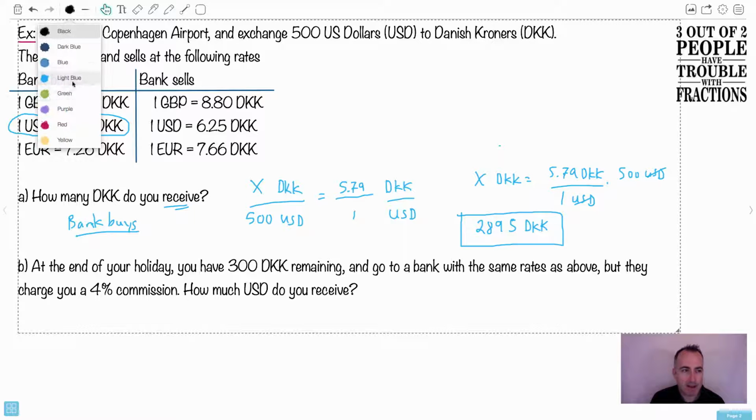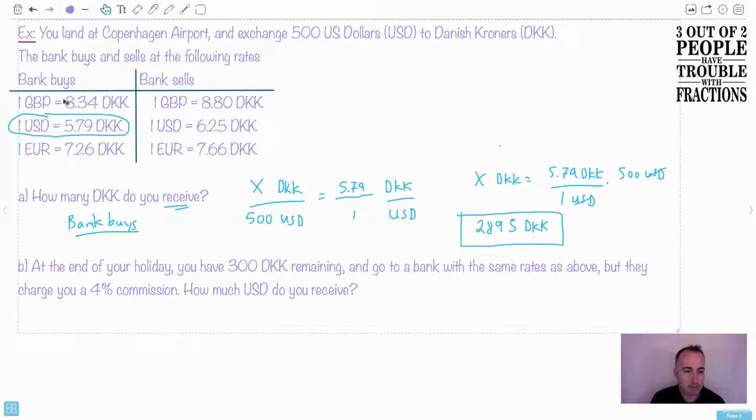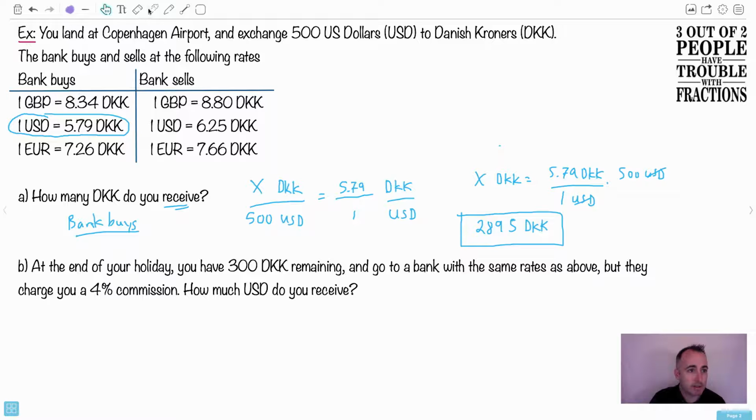Now here you have to think about it a little bit carefully. What you want to do is take a look at how you're going to transfer your money. You start off with kroners. Now what's going to happen is the bank is no longer going to be buying your kroners. They're going to sell you these US dollars. Because you give them kroners, they're going to sell you some US dollars. So that's what they're going to do.